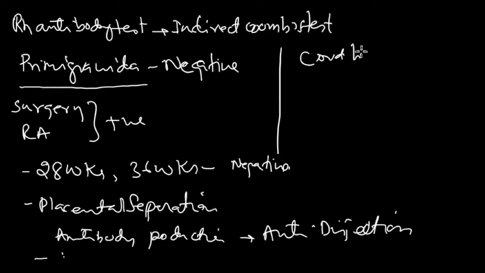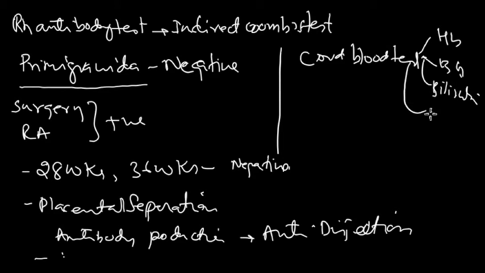And once the baby is born, cord blood test is done to see the hemoglobin level, blood group of the baby, bilirubin level, and the antibody titer by a direct Coombs test. If the baby has Rh positive blood group, then the mother is given anti-D injection within 72 hours of delivery.